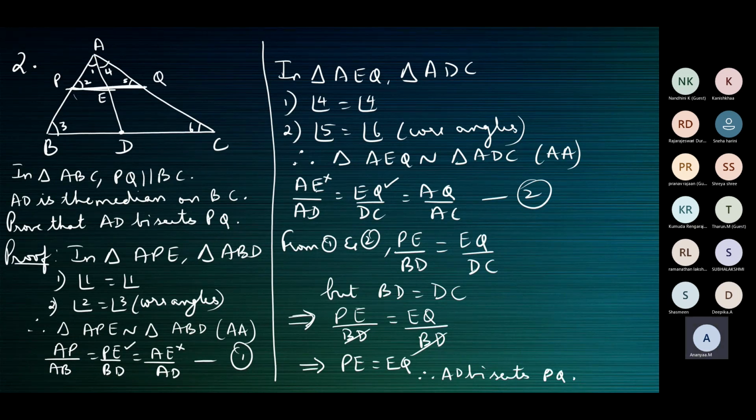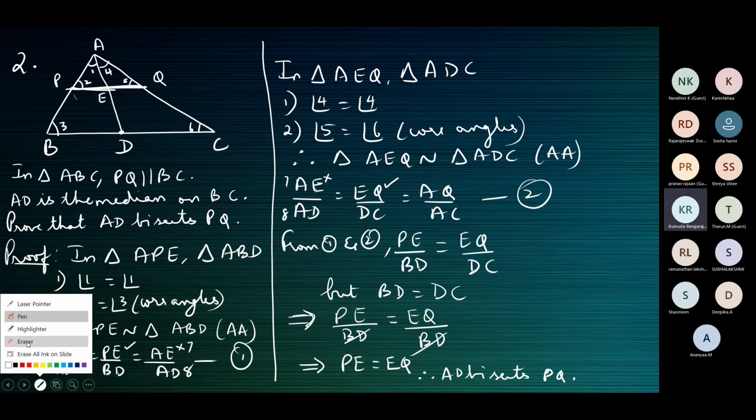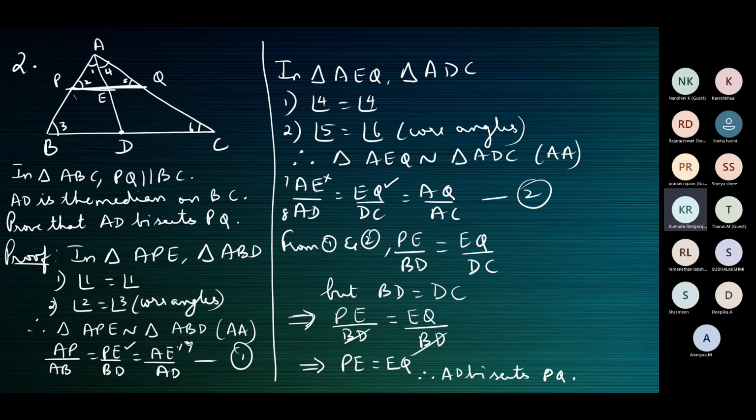So the rest of the proportion, since it is equal to AE by AD, will also be equal to each other. Correct. Now we'll just take an example. Supposing AE by AD is 7 by 8. So here also it's 7 by 8, and here also 7 by 8. All of them are equal to 7 by 8, so they're equal to one another. All the 5 ratios are equal to one another, because 1 is common. Okay, ma'am. Thank you.